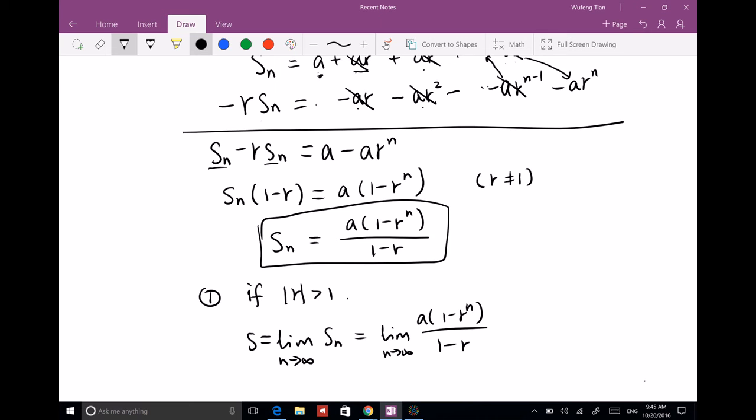Does this one converge or diverge if R is bigger than 1? Diverge. If R is bigger than 1, this diverges, because R to the power n goes to infinity. Okay, this one will diverge.